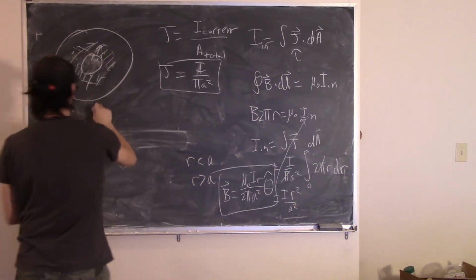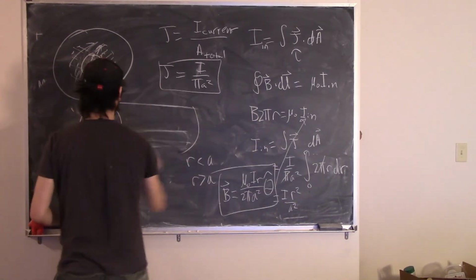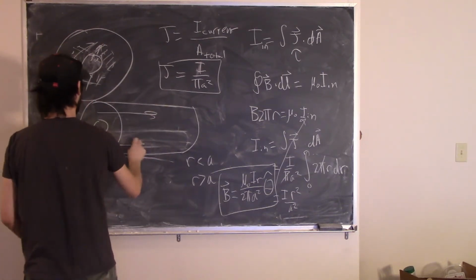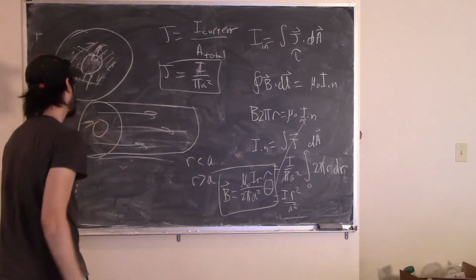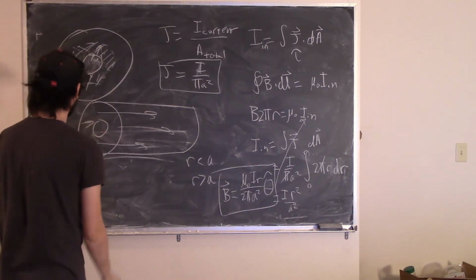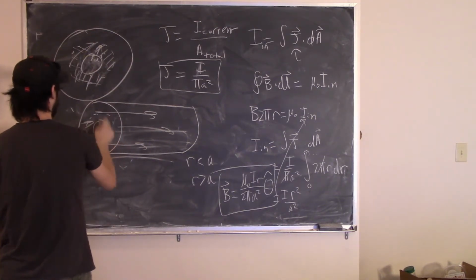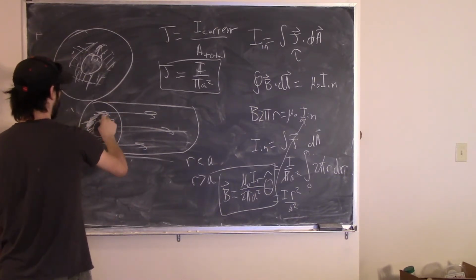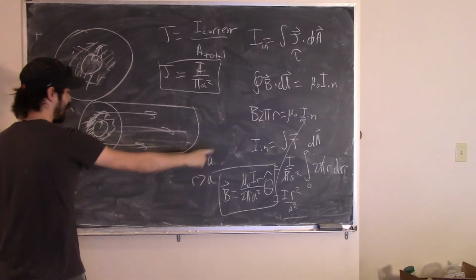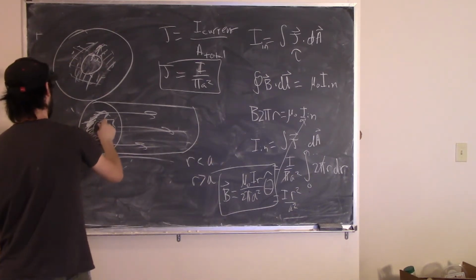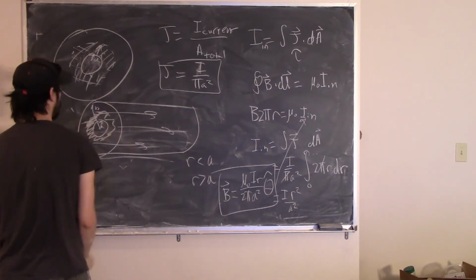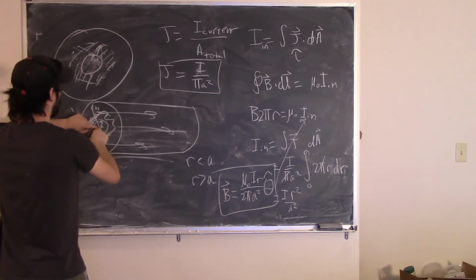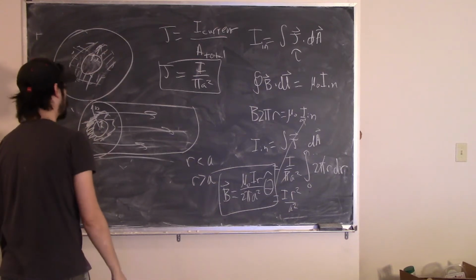Now I'm going to have my current going like this. And my limits of integration when I draw my Amperian loop are going to go from this inner radius. I had it as a here. Let's call this a and call this b now. This one goes from a to r. The second one goes from a to b. What's something else that I could do?